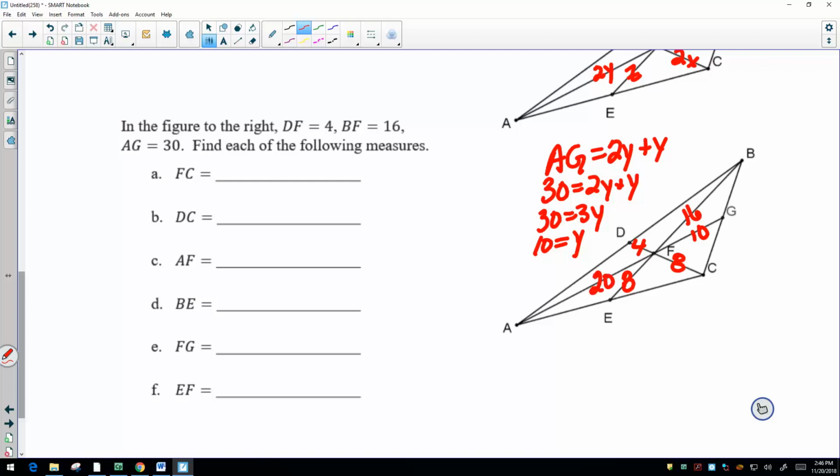So let's fill in our blanks over here. We've just labeled our picture. So FC we know is 8. DC, so that's the entire segment, adding up the 4 plus the 8, so that's going to get us a total of 12.